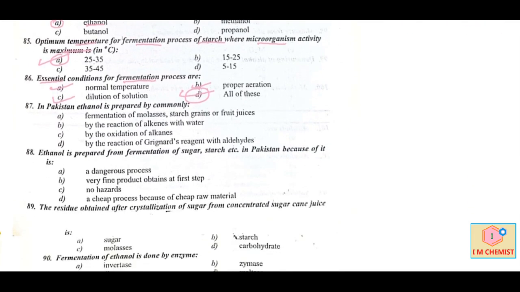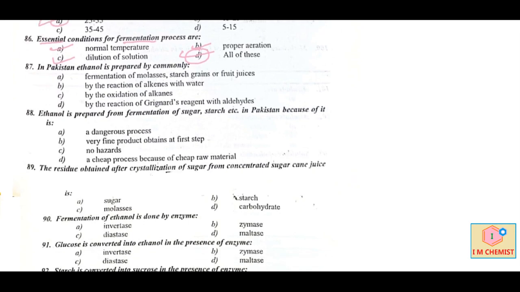MCQ number 87. In Pakistan, ethanol is prepared by commonly. So in Pakistan, ethanol is prepared by fermentation of molasses, starch, grain and fruit juices. So option number A is correct. Ethanol is prepared from fermentation of sugar, starch, etc. in Pakistan because it is a cheap process because of cheap raw material. So option number D is correct.